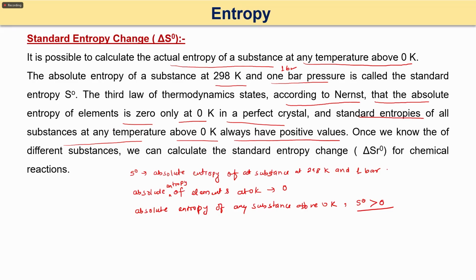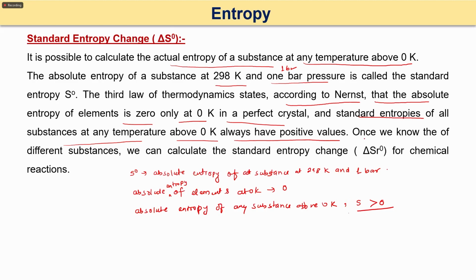This will not be standard entropy. This will be the absolute entropy, S, because your standard entropy is what you calculate at 298 Kelvin. So this is the absolute entropy, which is greater than 0. Okay. So if you take it above 0 Kelvin, then it will have a positive value.